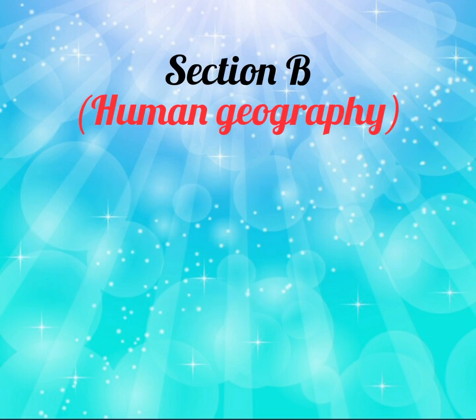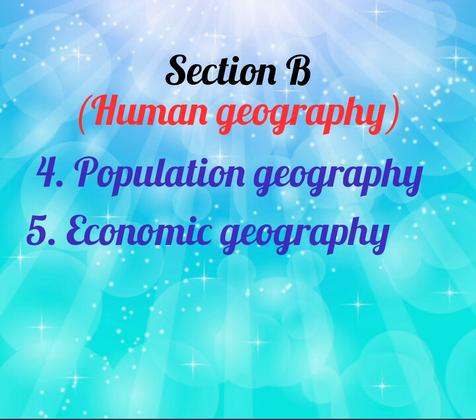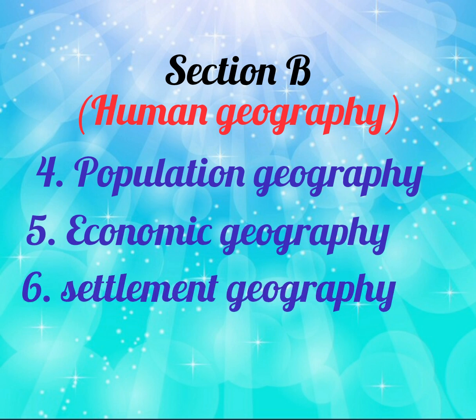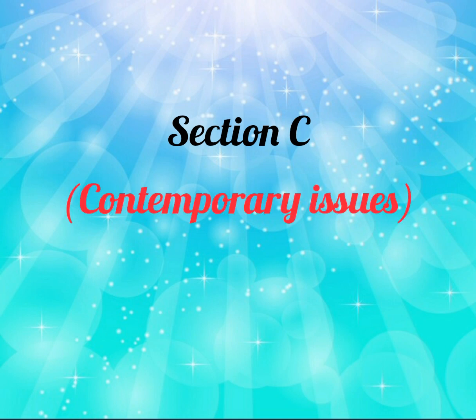Now you have section B, which is human geography. With section B, they set from 3 branches. You have population geography, you have economic geography, and you have settlement geography. And section C, they set on contemporary issues, where environmental issues are given, and mostly they ask you for the causes, consequences, and solutions to the environmental issues.